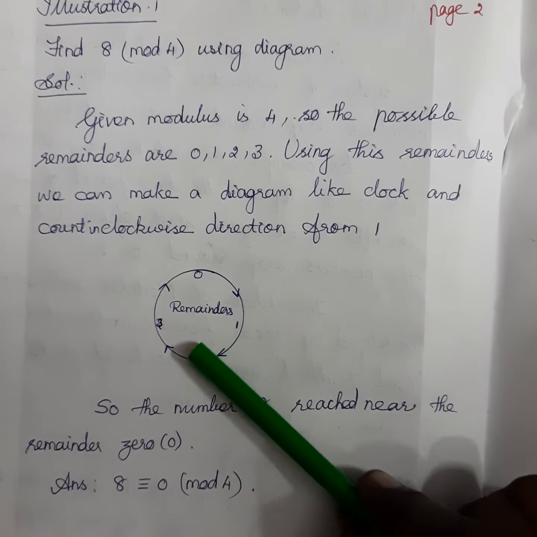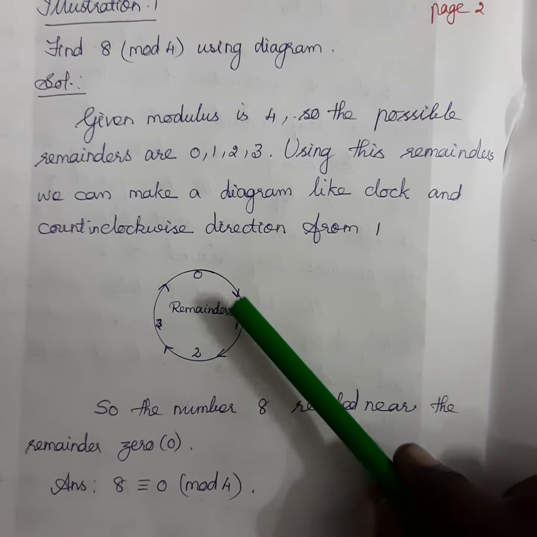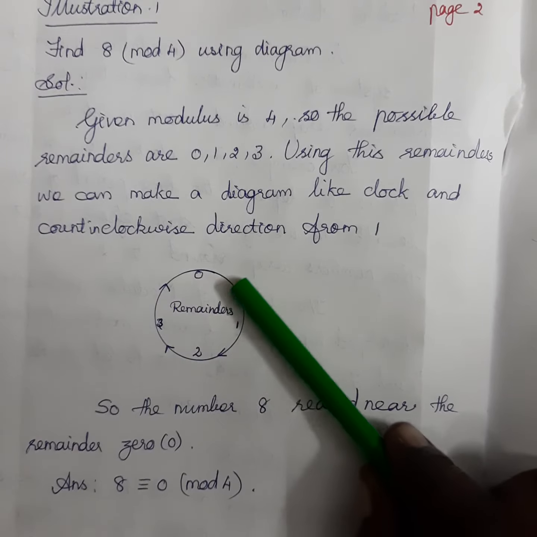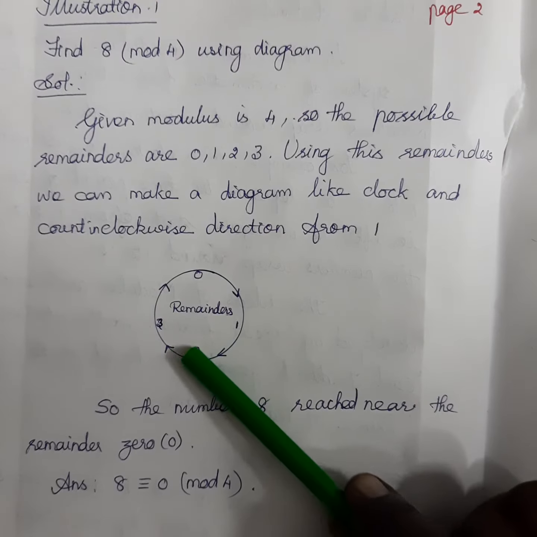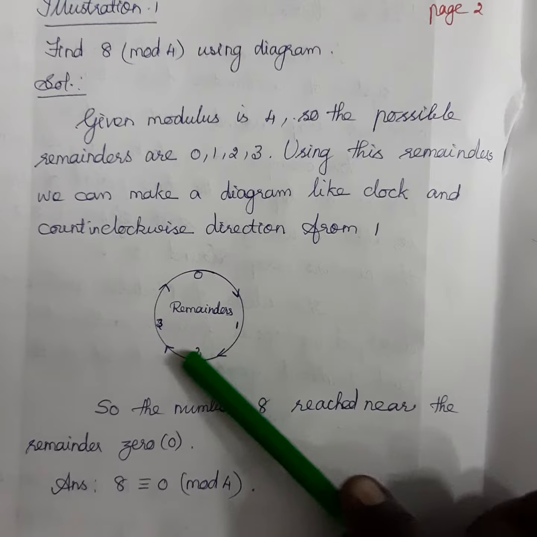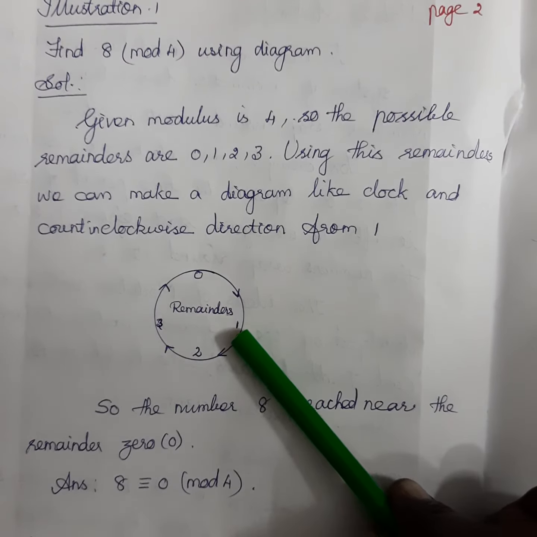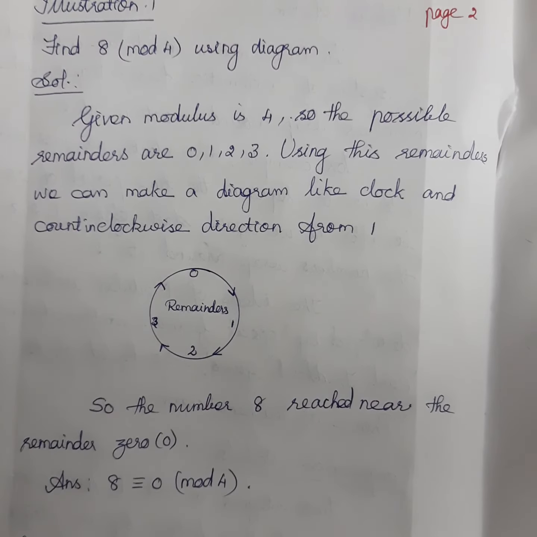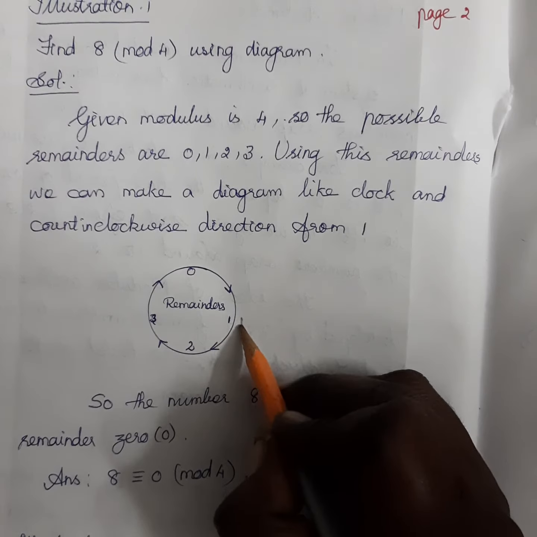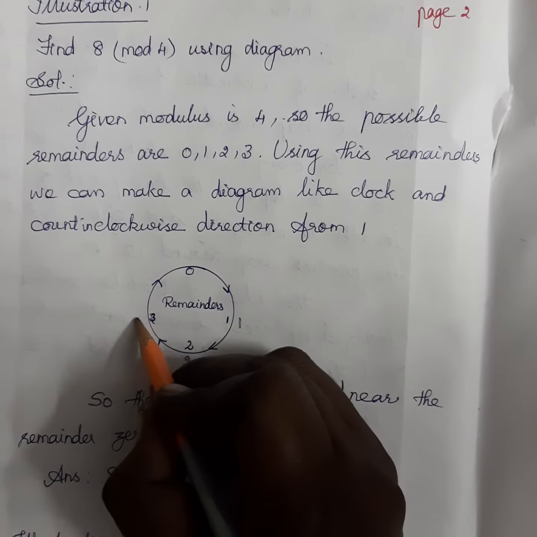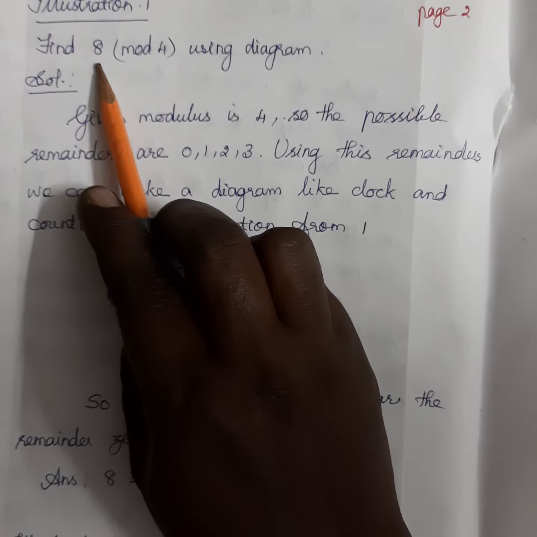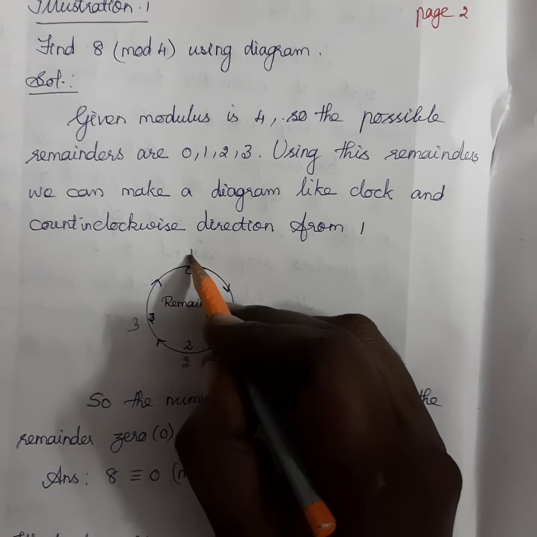Then you count in the clockwise direction. This arrow indicates clockwise. We are putting the numbers in this direction, so in this clockwise direction you count from 1. The counting starts from 1. Here this is 1, 2, 3. Which number do we have? 8. Till 8 you have to write 4.